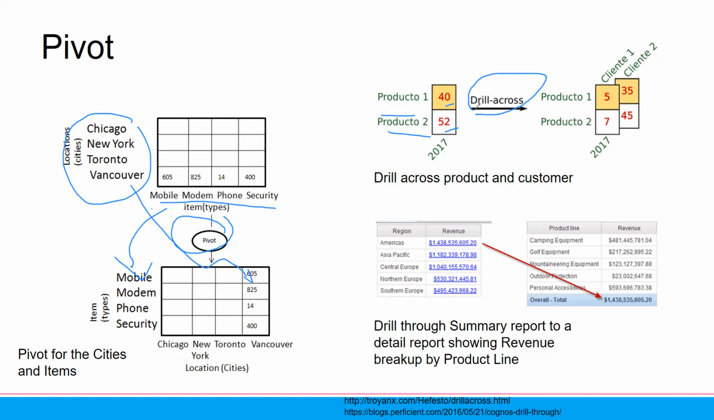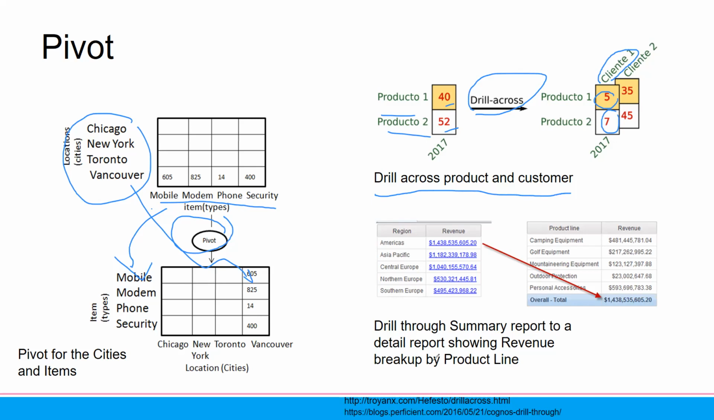This is an example. If you have client 1, client 2, and so on, for every product you can design how the client did the payment. For example, that one. So we have drill across product and customers, because maybe the product is more relevant than the customer, or sometimes the customer is more relevant than the product. So it can be either way.